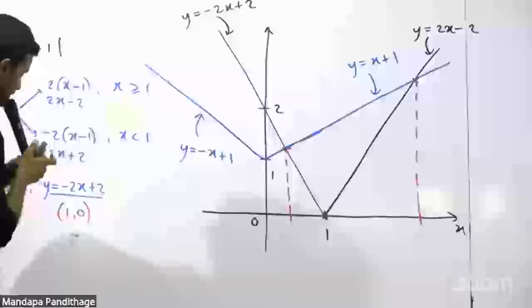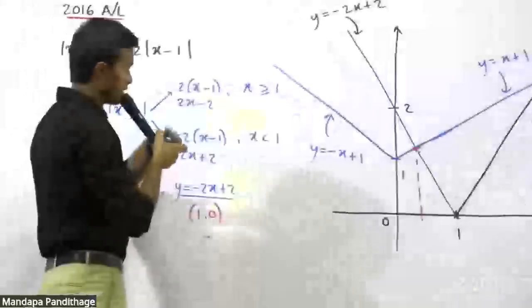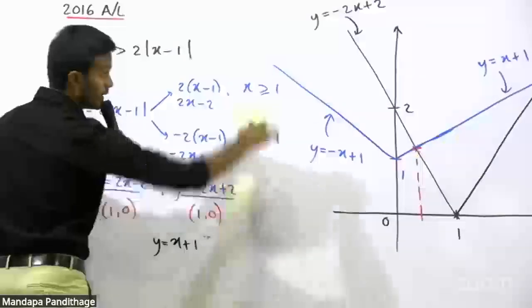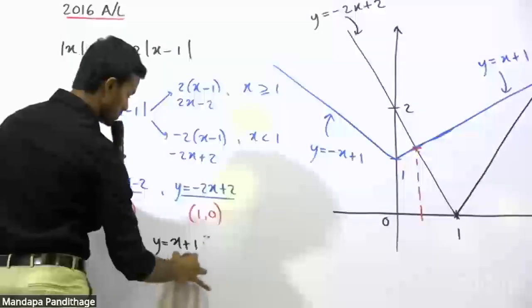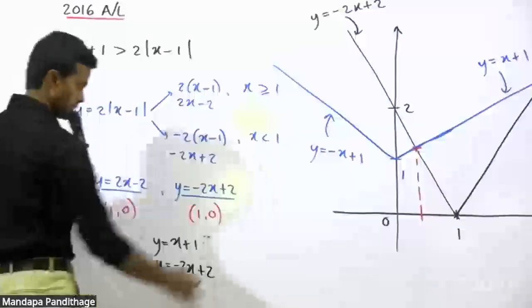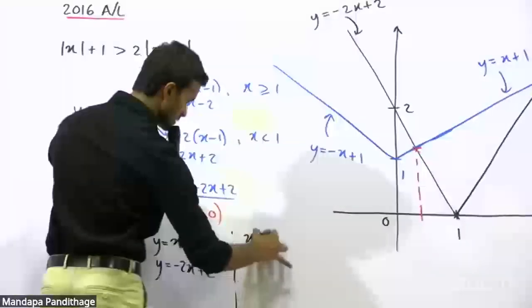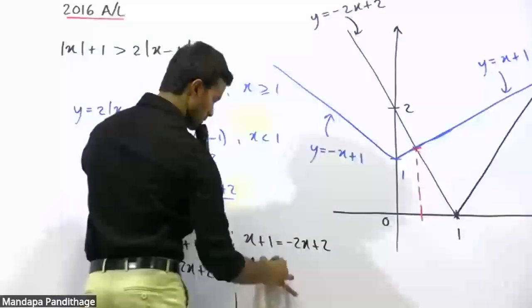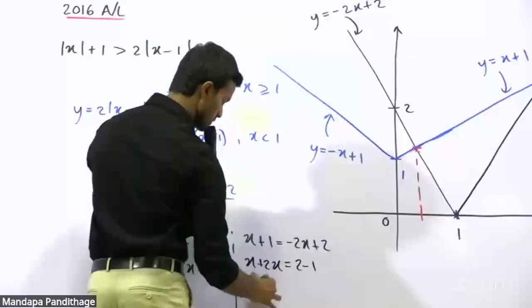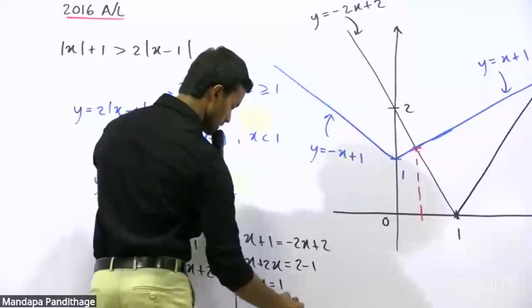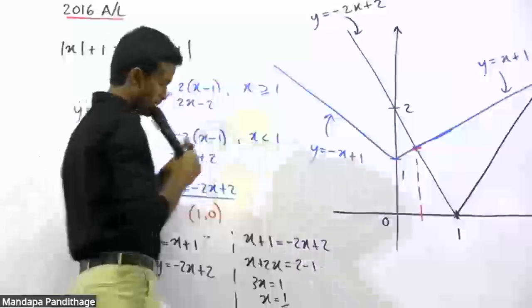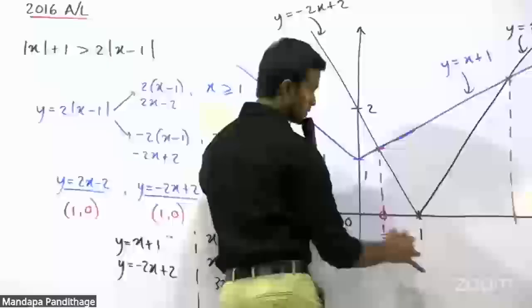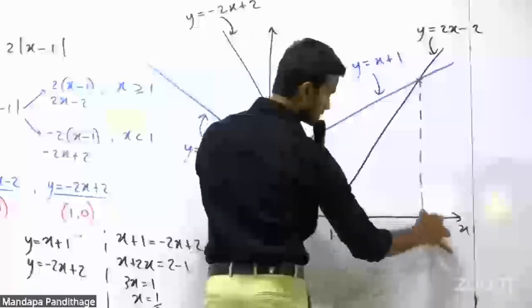Okay, so I'll find one intersection point here. y equals x plus 1 has been intersected with y equals minus 2x plus 2. So when you make them equal, you get x plus 1 is equal to minus 2x plus 2. This is equal to 2 minus 1. You get 3x is equal to 1. So x is equal to, sorry, not half, 1 over 3. And for the other one, you're supposed to get that the intersection point is equal to 3.